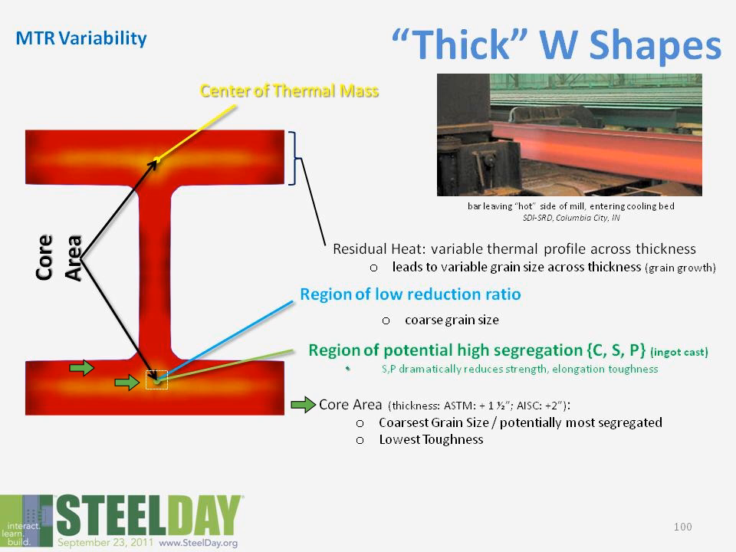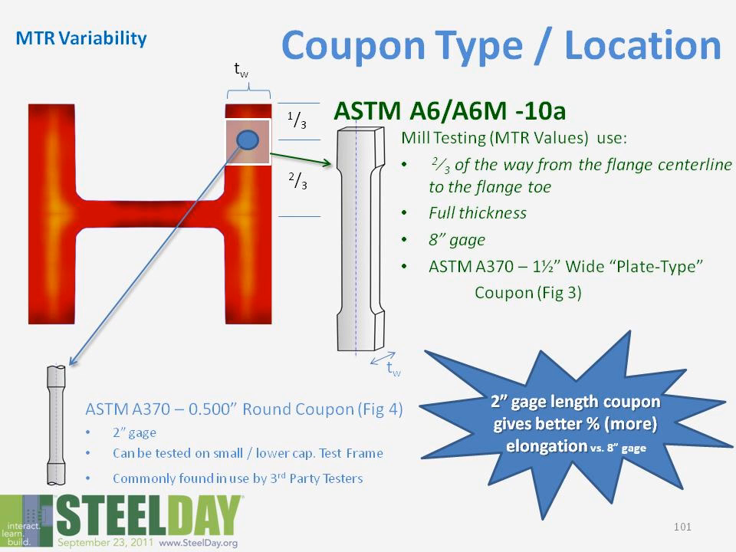It's also in the center of the shape, so you're going to have the lowest reduction ratio, so you're going to have a coarser grain size plus this grain growth due to the thermal mass. It's also an area in ingot casting that you may see dramatic sulfur and phosphorus segregation, so you're going to have reduction in tensile strength and elongation. So, correct location for Sharpies? Well, that's a graphic illustration as to some of the variabilities we see across the shape.